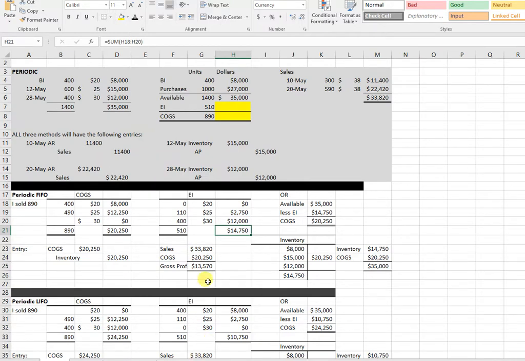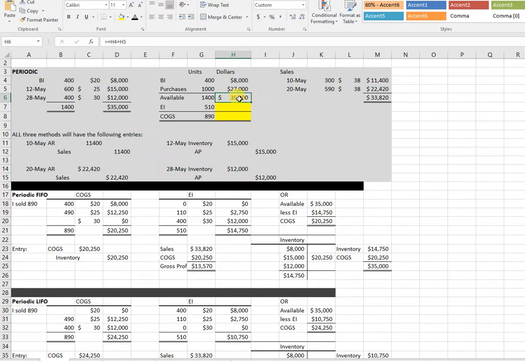I will have a check figure. Notice cost of goods sold is $20,250, and I add my inventory. That ought to add up to $35,000 available. Another way I could get cost of goods sold or ending inventory is I could compute one or the other and simply subtract it from 35,000.